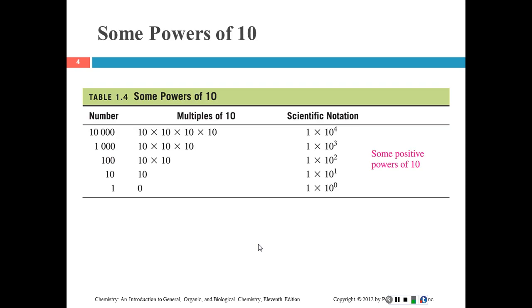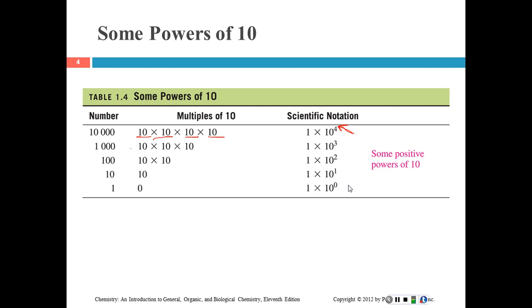So here are some powers of 10, and the reason it's 10 to the 4th for 10,000 is because I'm multiplying 10 times 10 is 100, times 10 is 1,000, times 10 is 10,000, and so that 4 means that I have multiplied 10 by itself 4 times. And so that gives me that power.